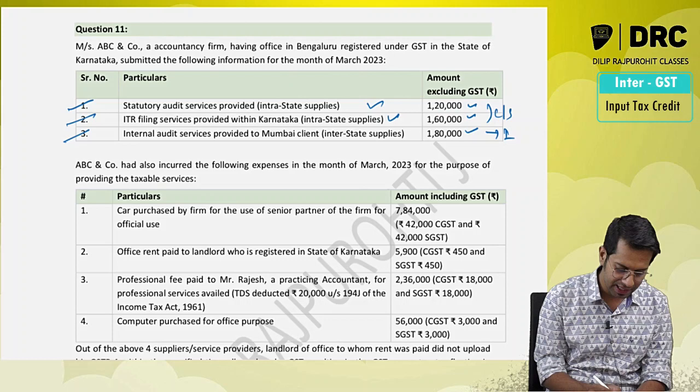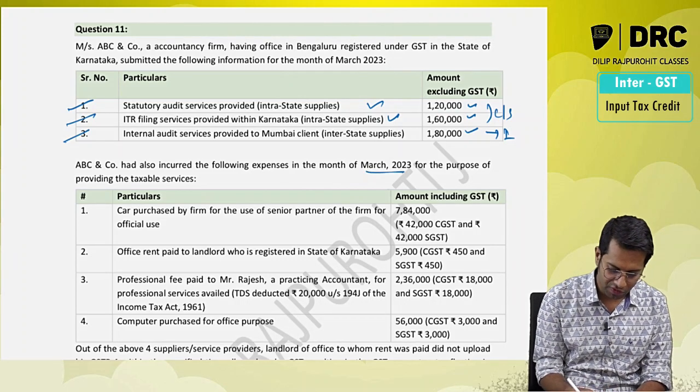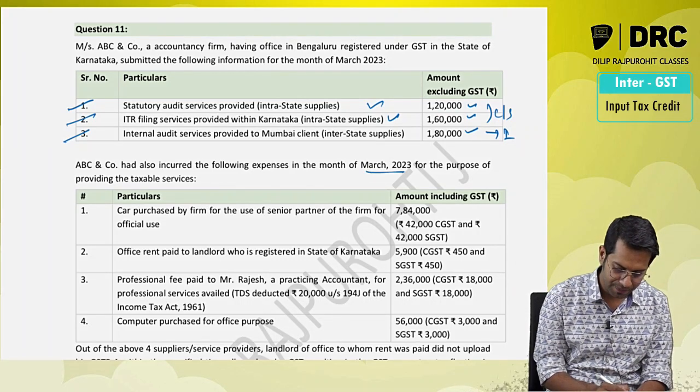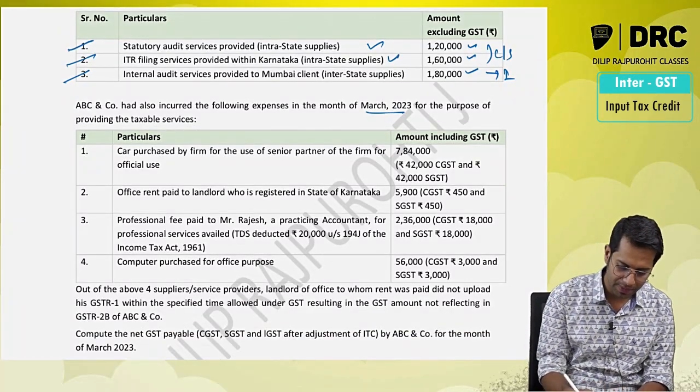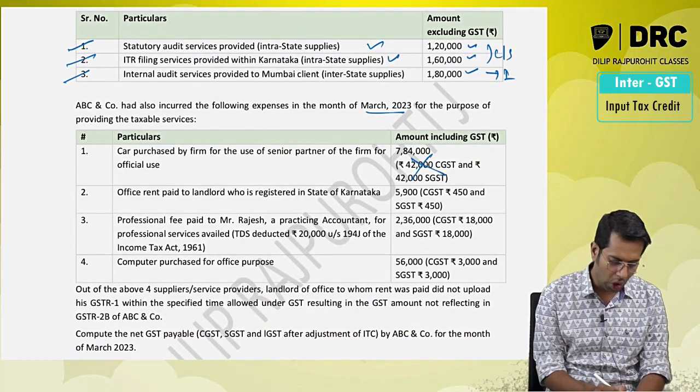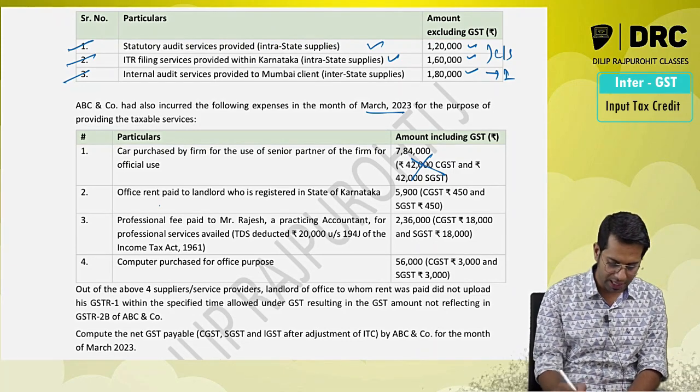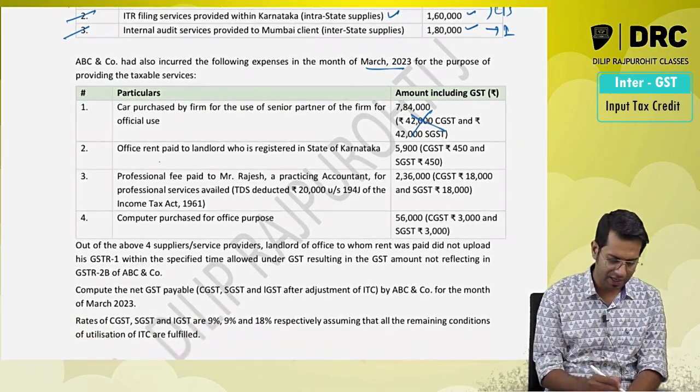ABC Limited has incurred the following expenses in the month of March for the purpose of providing taxable services. Car purchased by the firm for the senior partner, ITC cannot be taken. Office rent paid to the landlord. Okay, ITC normally can be taken on office rent, we can take ITC.